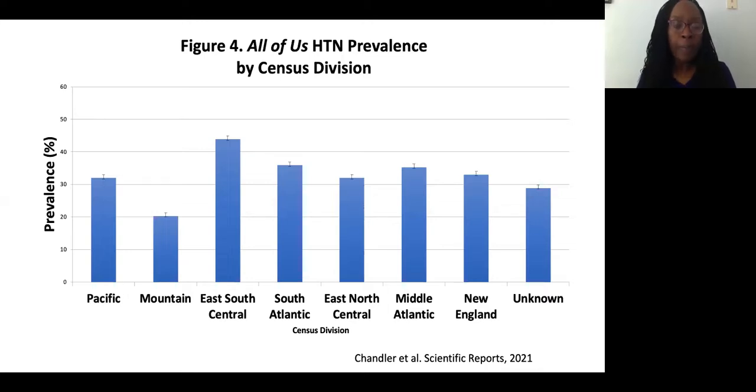And the mountain region, which would be like Colorado and other areas in the mountain region, they had the lowest prevalence of stroke. And the Pacific Northwest, which would be Oregon, Washington State, had a low prevalence also.